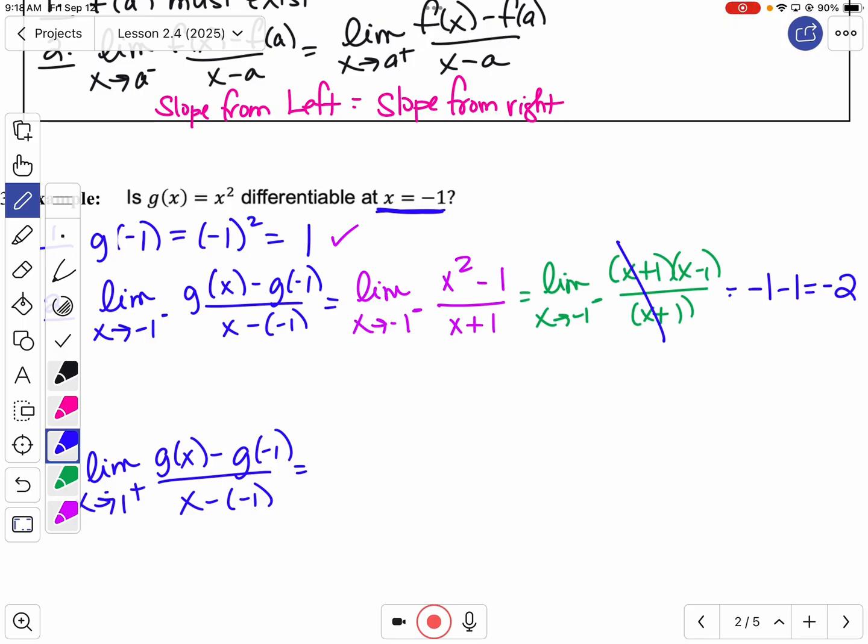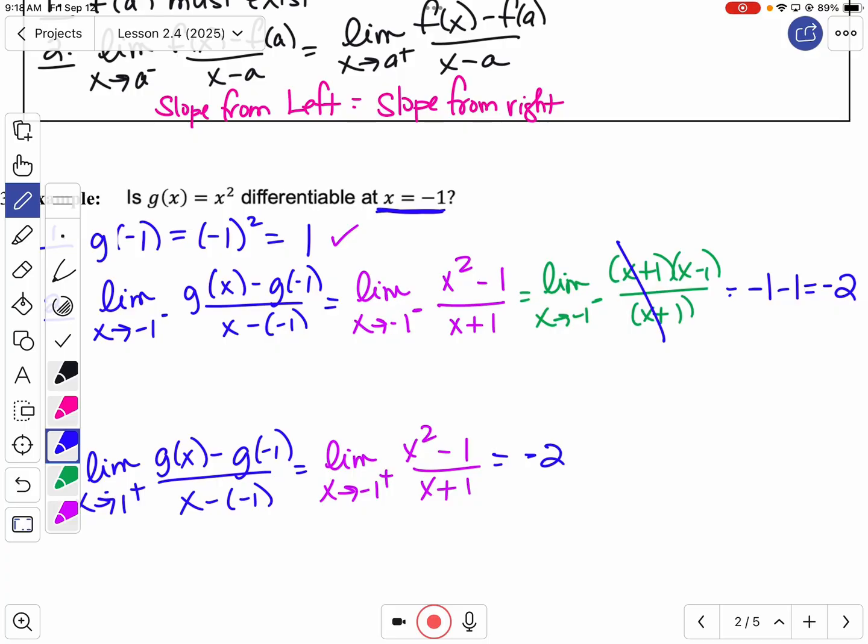We're going to repeat it from the right. So limit as x approaches -1 from the right. Okay, g of x is x squared. G at -1 is 1 over x plus 1. Did the process change at all? No, we got the exact same thing. So we're not going to redo all the factoring and stuff, okay? We know that when I do that, because it matches what's on top, it's going to be -2, okay?